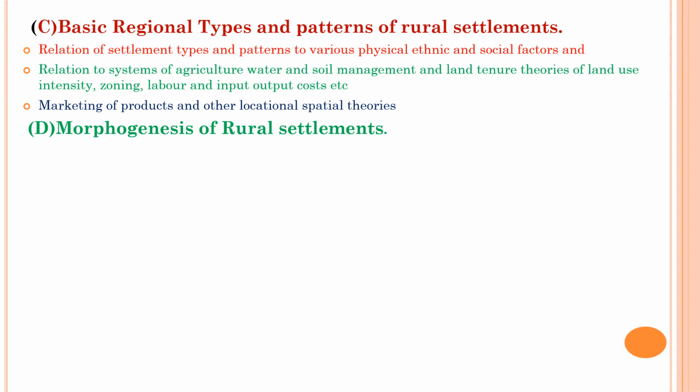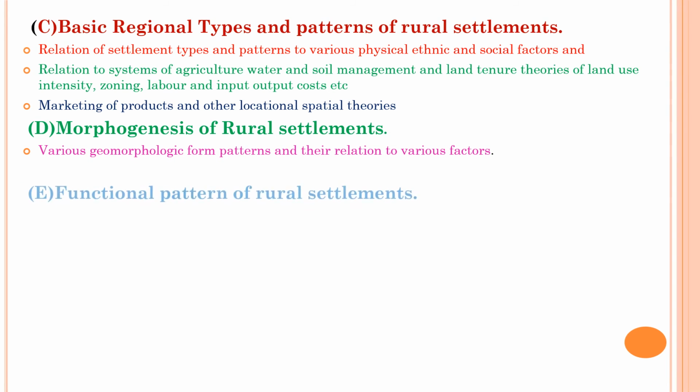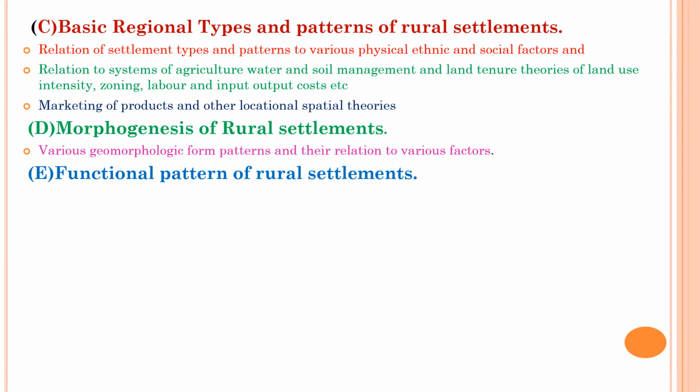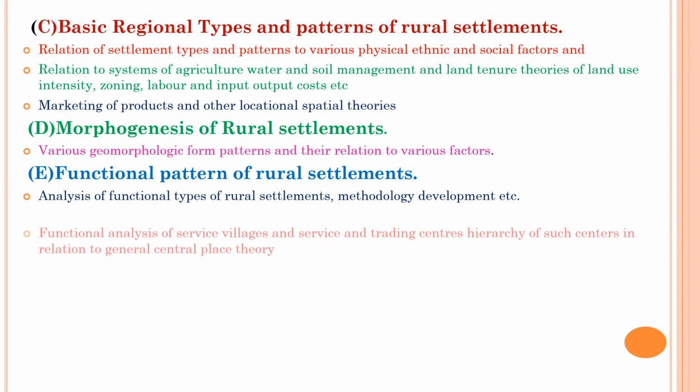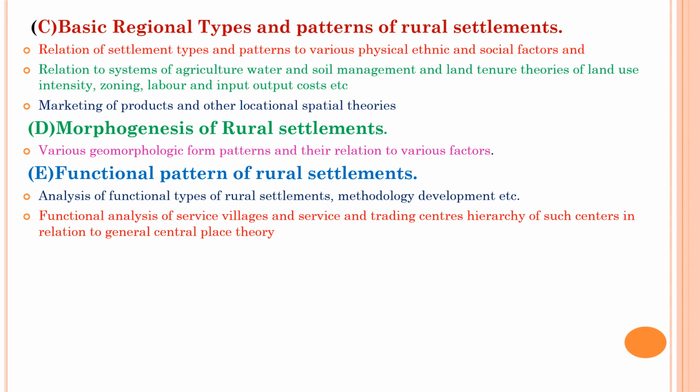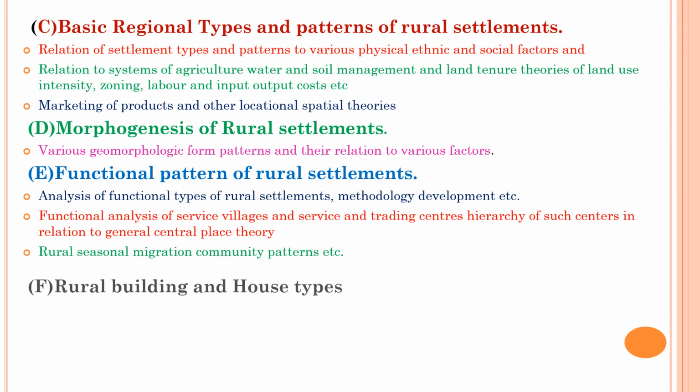Then morphogenesis of rural settlements means the various geomorphologic forms, patterns, and their relations with various factors. Then the functional pattern of rural settlements means analysis of functional types of rural settlement and methodology development. It means functional analysis of service villages and trading centers, and the hierarchy of such centers in relation to general central place theory. Rural seasonal migration, community pattern, etc.